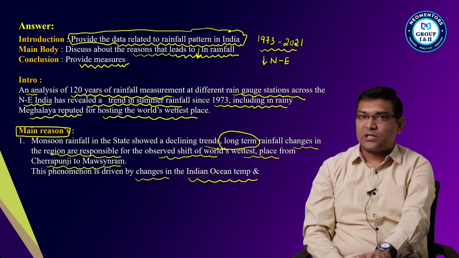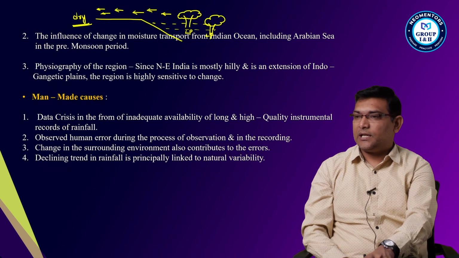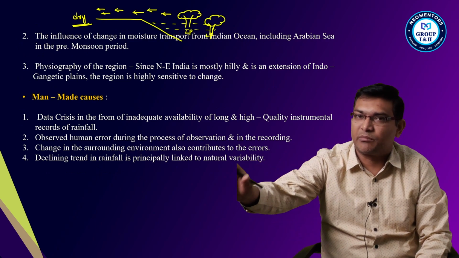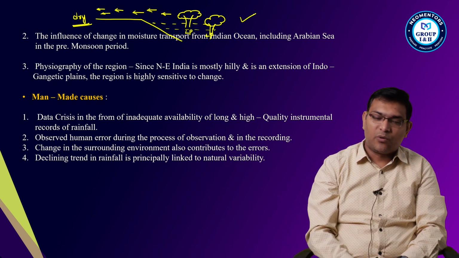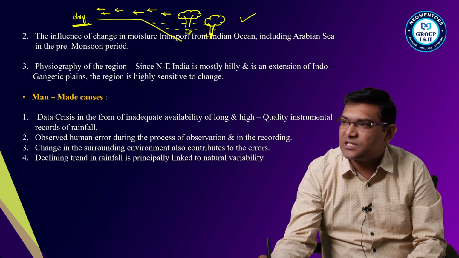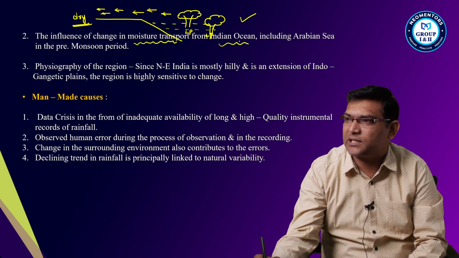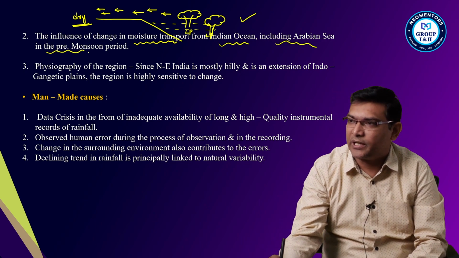So this is about Indian Ocean temperatures and the influence of changes. You see, Indian Ocean temperature is low, in the North Indian Ocean it is low, and this phenomenon is taking place. Then also the influence of changes in moisture transport from the Indian Ocean, including the Arabian Sea in the pre-monsoon period.